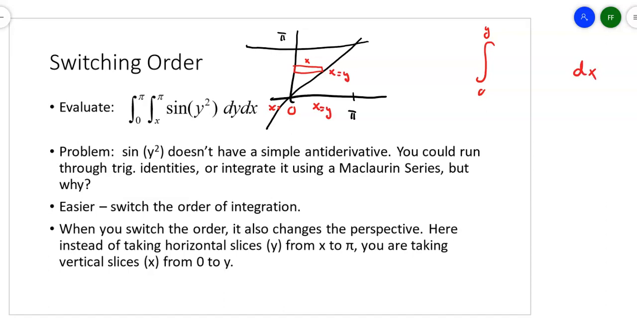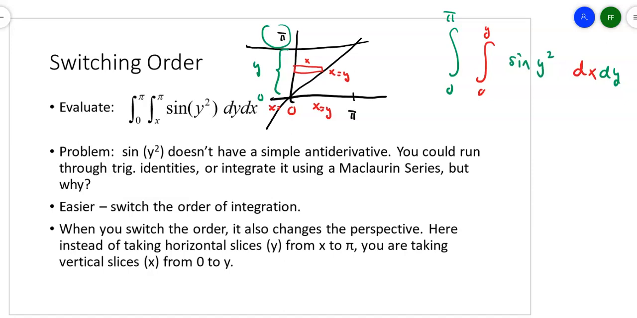Now, what are my y's doing? If that's where the x's are going, where are the y's going? That's the easy answer. Here's where your y's are going, from 0 to pi. And that's for the sine of y squared. Oops, let's put the dy there. Good.